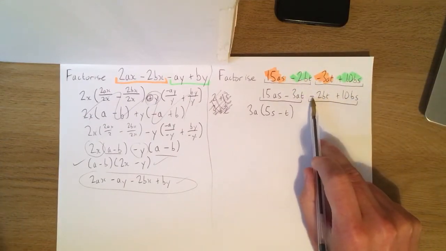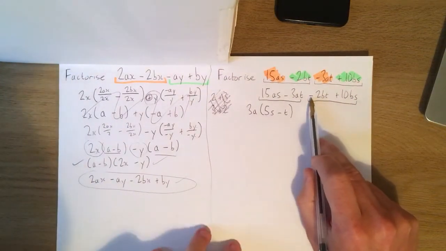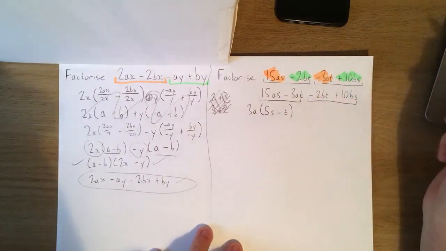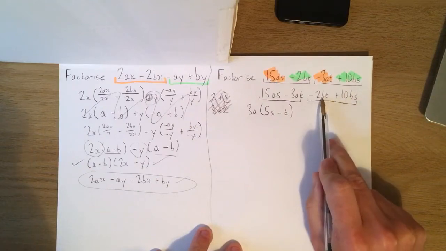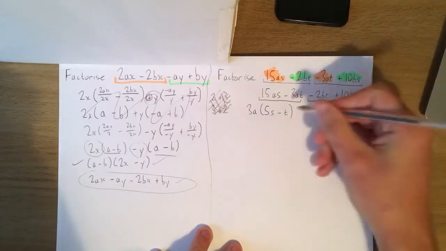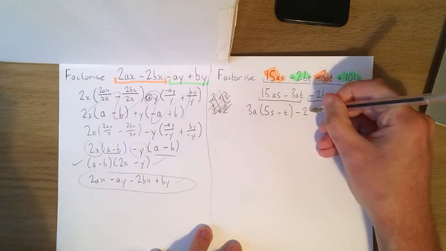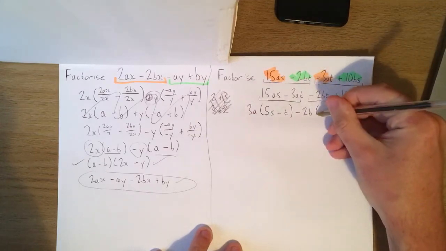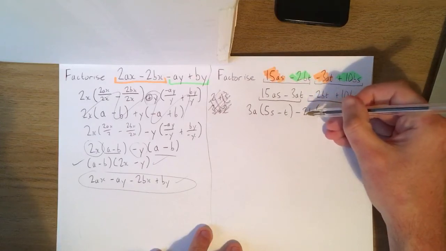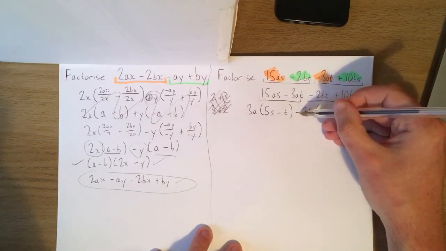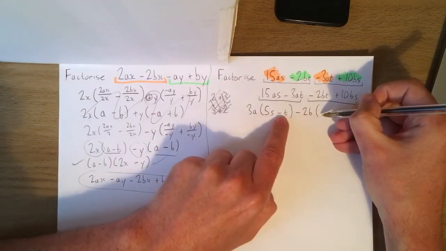Next one, I have a minus here, so I might have to factorize a minus out. 2 divides into both of those, and b divides into both of those. So what would happen if I factorized out minus 2b? Well, minus 2bt divided by minus 2b, minus divided by minus is a positive. I would end up with plus t, whereas I want minus t.